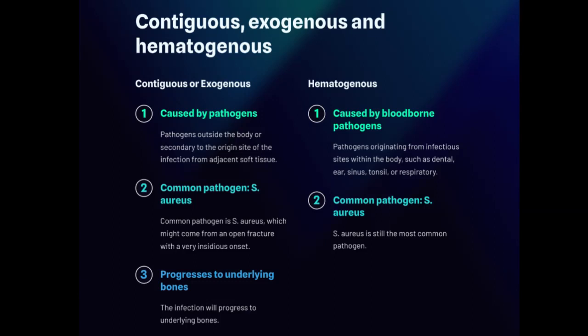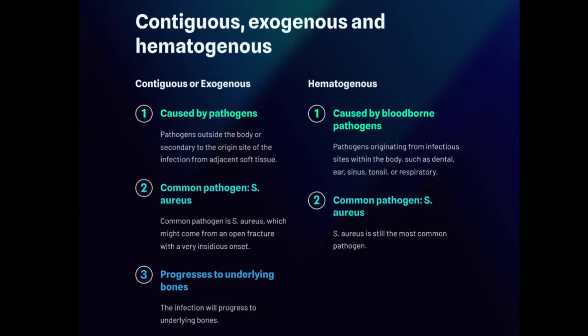Let's delve into the fascinating realm of orthopedic pathology, focusing on the diverse mechanisms of bone infection. Let's explore the intricacies of contiguous, exogenous, and hematogenous osteomyelitis. Contiguous or exogenous osteomyelitis arises from pathogens originating outside the body or secondary to infections in adjacent soft tissues. These nefarious invaders can infiltrate the bone, leading to insidious onset infections. A common culprit in this scenario is none other than Staphylococcus aureus, often introduced through open fractures. The infection stealthily progresses to infiltrate the underlying bones, wreaking havoc along the way.